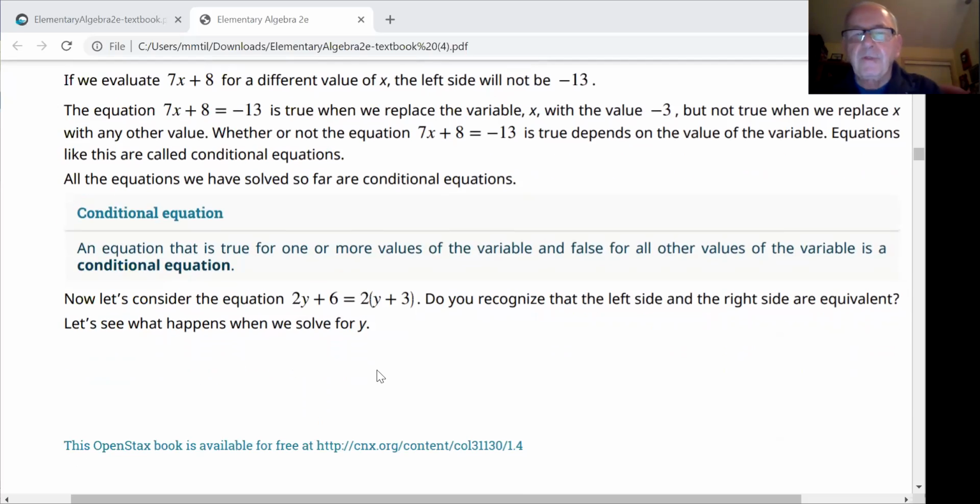But now let's look at a different set of equations. What if you had one like this? 2y plus 6 is equal to 2 times y plus 3.